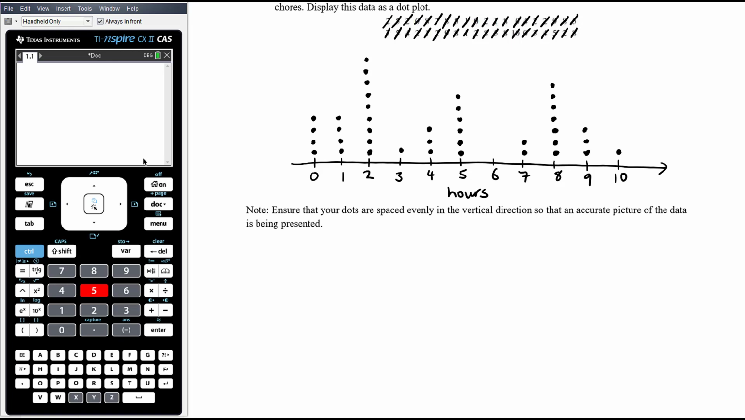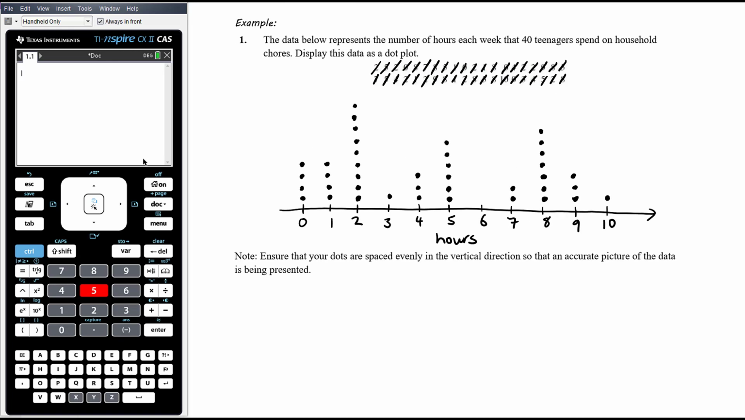So from the dot plot, we could tell that the modal number of hours spent on chores each week by these 40 teenagers is 2 hours. We can see that the range of the data is 10 hours, that is max minus min, 10 minus 0.